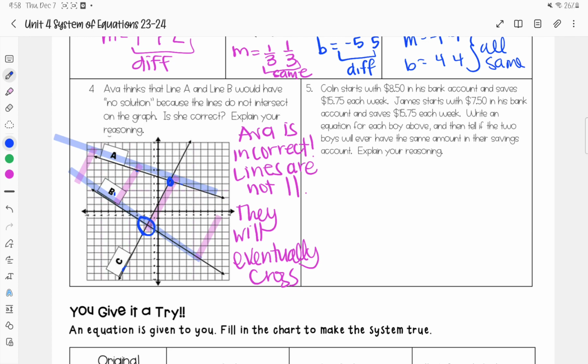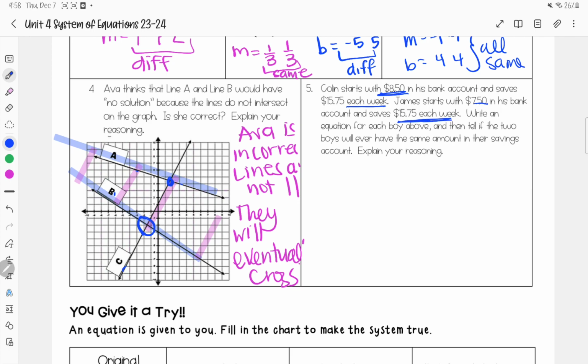All right. The next question is a context question. It says, Colin starts with $8.50 in his bank account, and he saves $15.75 each week. So this is his start. This is what he started with. This is what he saves each week. James starts with $7.50 in his bank account, and he saves $15.75 each week.